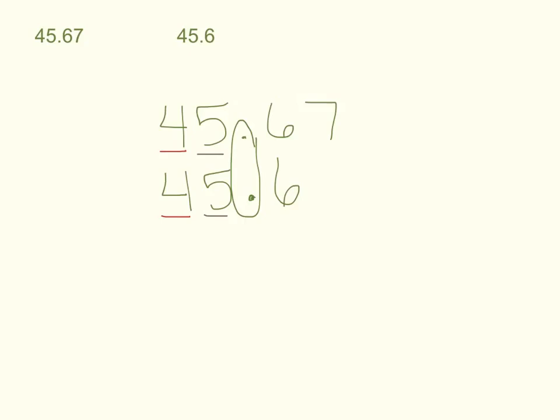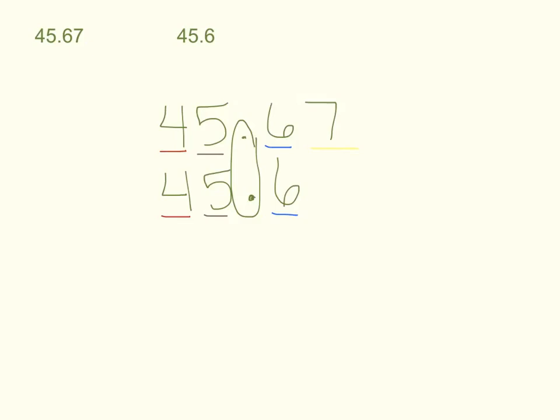Again, I cannot tell which number is bigger, so I've got to move to the next place. So I go to my tenths place. I have a 6 and a 6, which is also equal, so I cannot tell from there which number is bigger. So I'm going to move on to the hundredths place, and when I look at the hundredths place, I see I have a 7 in the hundredths place, and I have nothing in the hundredths place.